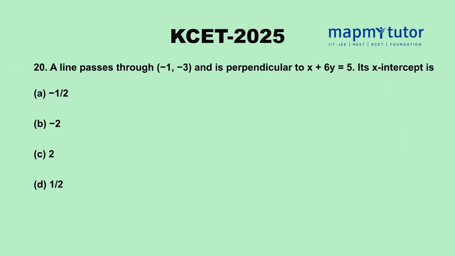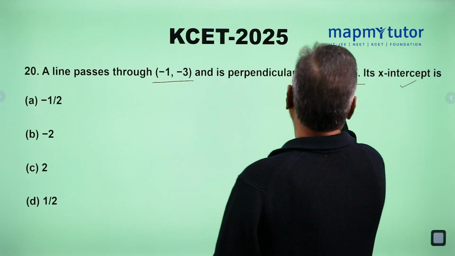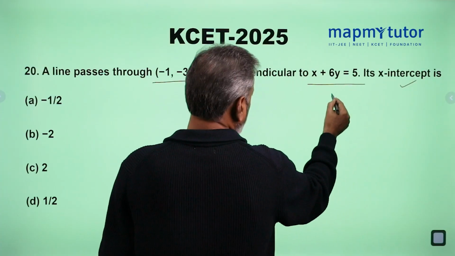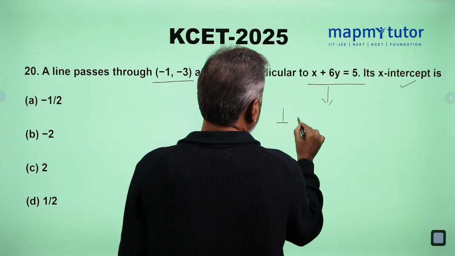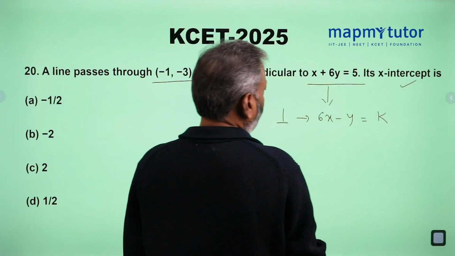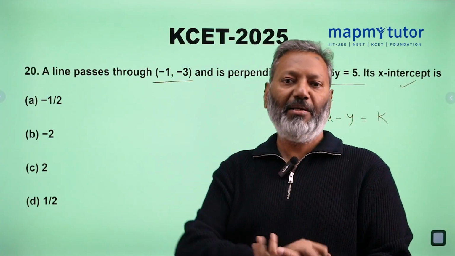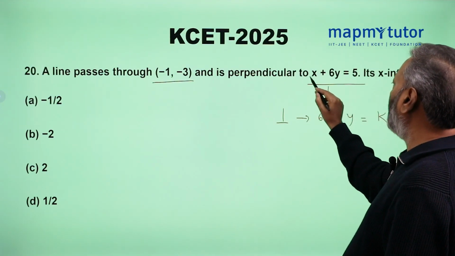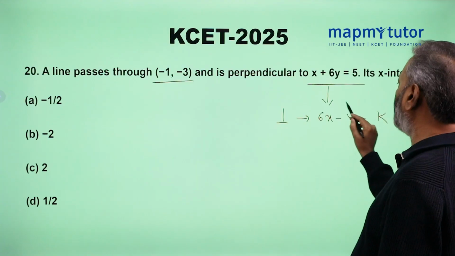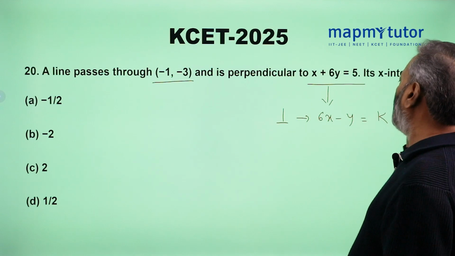A line passing through some point is given, perpendicular to some line is given, then what is the x-intercept? Very easy. It's a straight line question. It is not 3D, it is 2D. Suppose ax plus by equal to some constant is your line, any line perpendicular to this can be written as 6x minus y equal to k. That's it. What is this rule? Interchange the coefficients of x and y and change the sign in between. Here the coefficient of x is 1, here 6. So 6x, and 1y, of course we don't write the 1, so y. And in between plus is there, that's why I take minus.